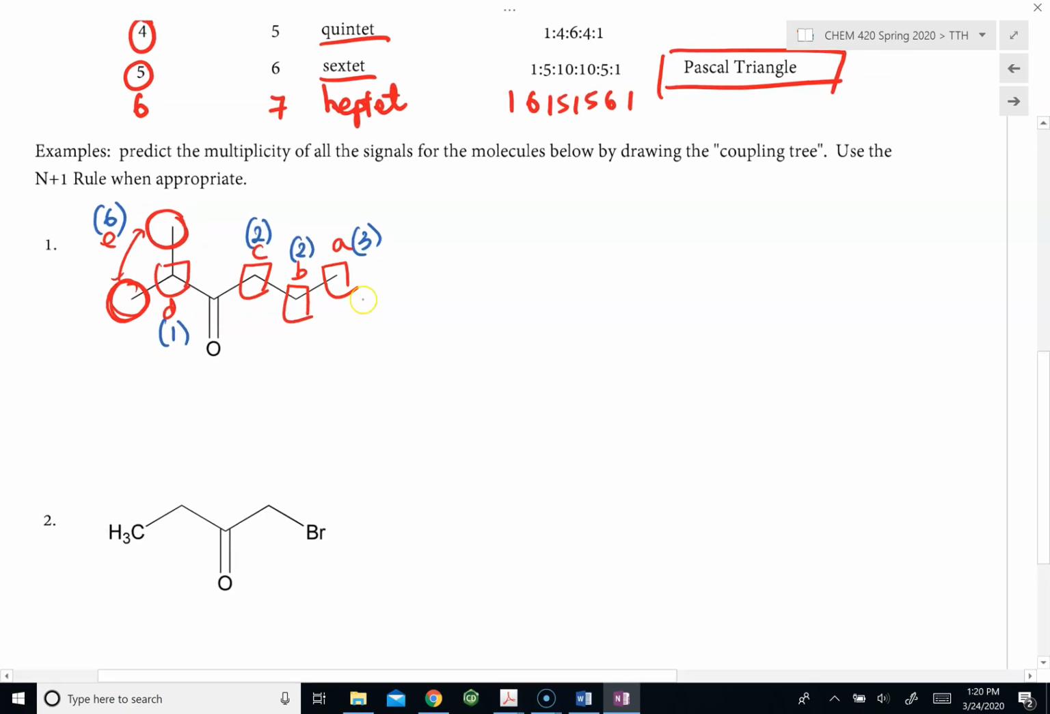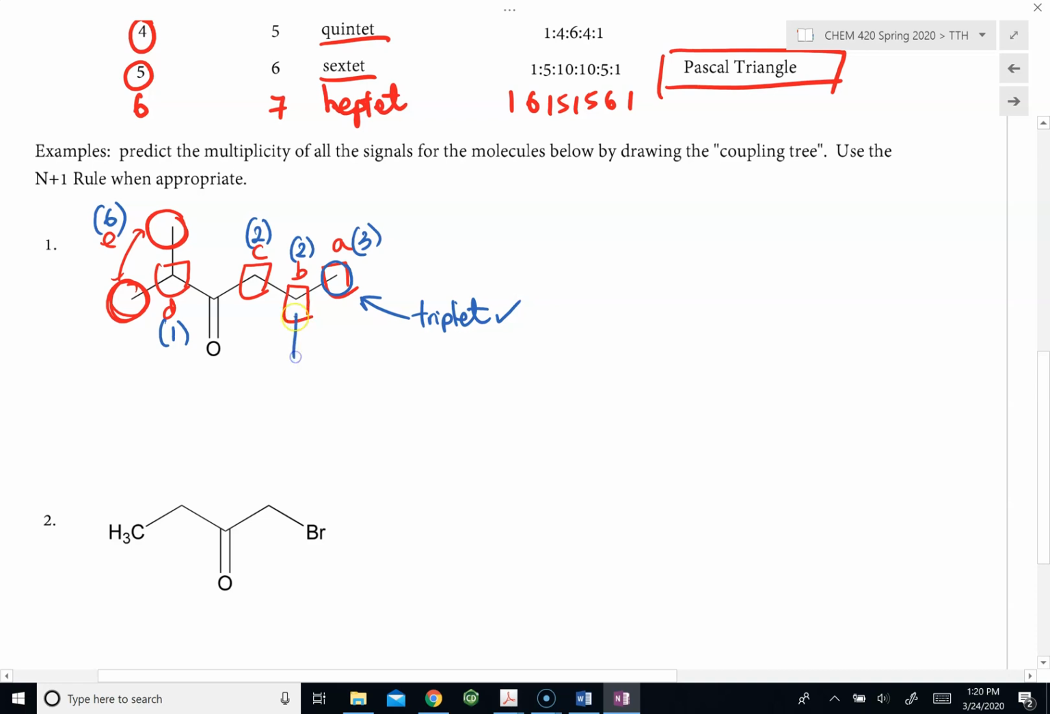And now, what would signal A look like? Signal A would then be a triplet. And the reason why is that signal A is communicating with the 2 HB. And because the 2 HB are equivalent, therefore n+1 equals 3. And that's why this is a triplet.